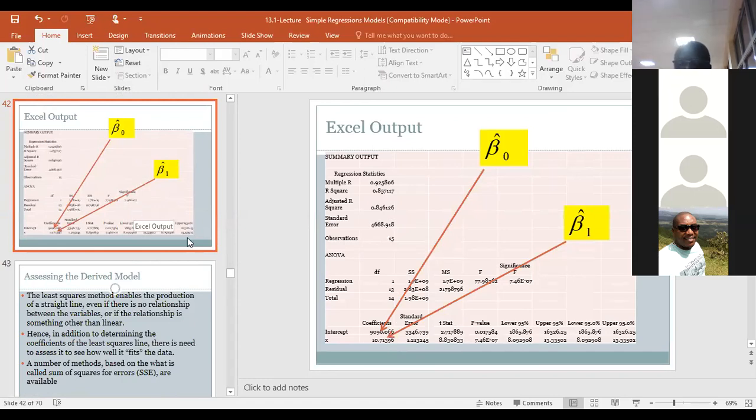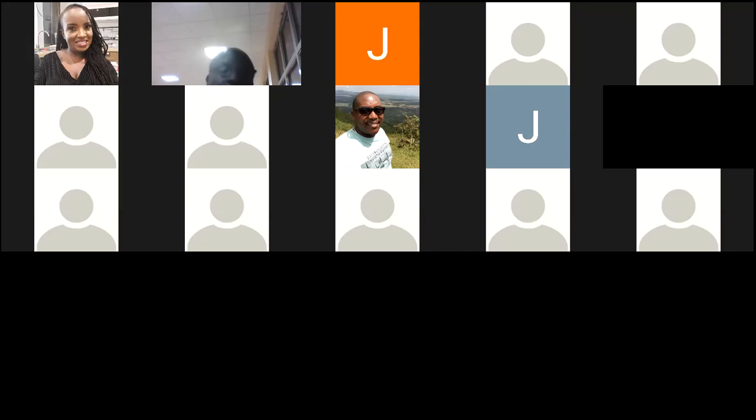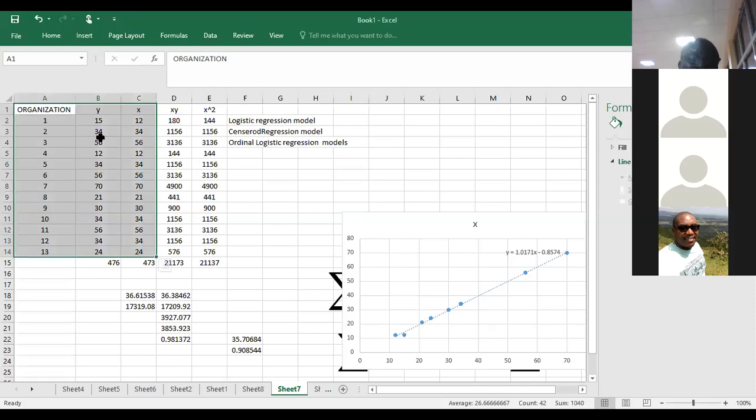So in this example, in this data set here, I want you to go and derive the X on Y regression line. We're still on PowerPoint. Oh, sorry. I want you to derive the X on Y line.